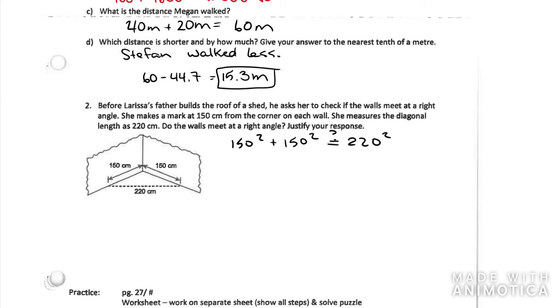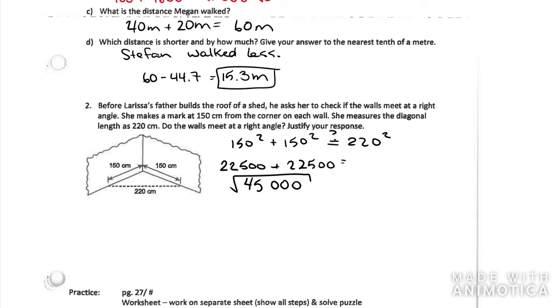So 150 squared gives me 22,500. So if we add those two together, that actually gives us 45,000. So there's two things we can do. We can now either square our 220 and figure out what that ends up being, or we can square root this 45,000 and see what that gives us. You can square the 220, see if it equals. I want to try square rooting this 45,000 and see what it gives us.